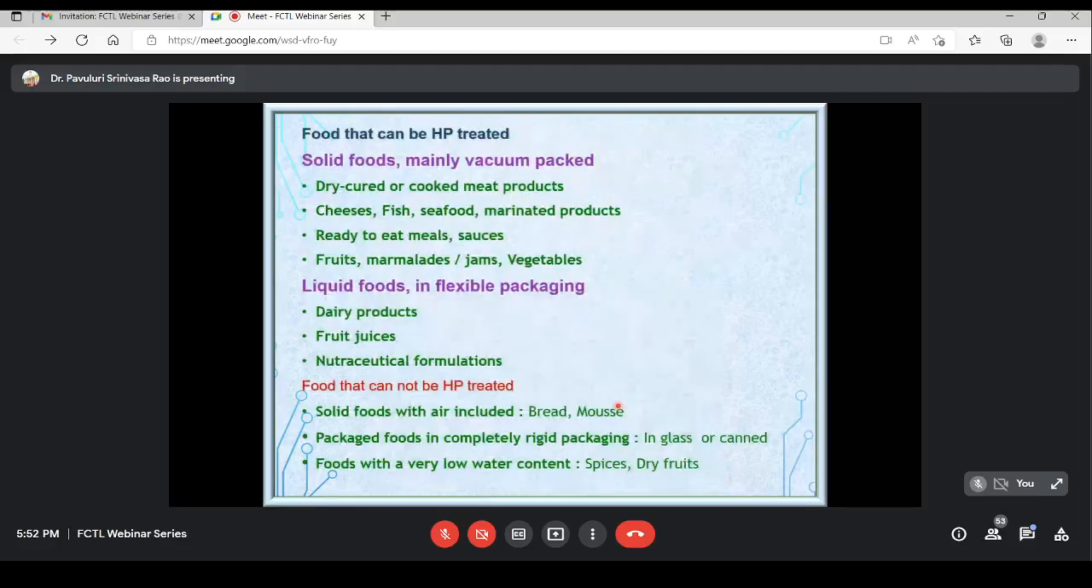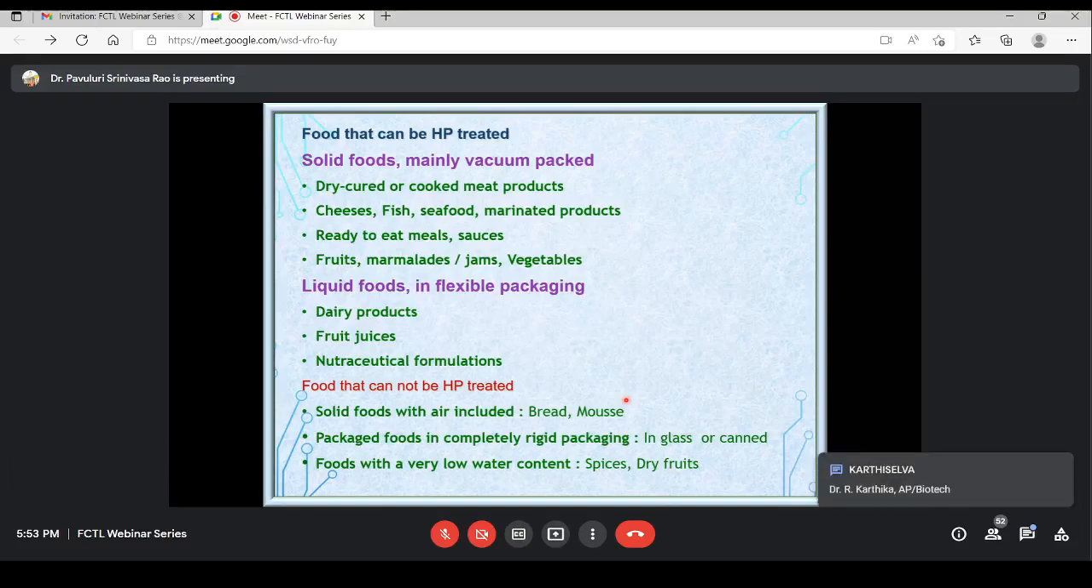Now, coming to the treatment possibilities, the solid foods which have some flexibility in their structure, where volume change is possible, can be treated, but under vacuum packaging condition in flexible packaging. Similarly, liquid foods can be treated in flexible packaging, like fruit juices, dairy products, nutraceutical formulations. These can be treated in the liquid food segment.